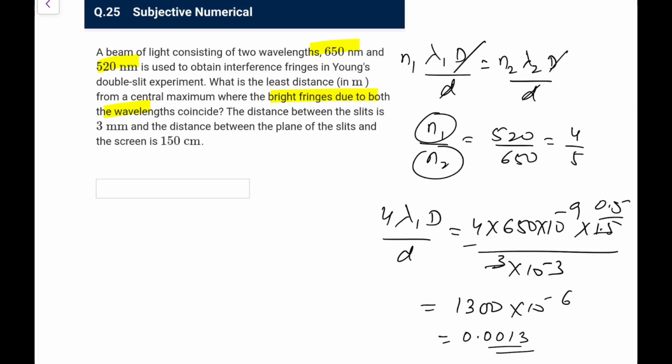Let me check if I've done something wrong, or let me try it again. 650 nano, 10 to the power minus 9, this is 10 to the power minus 3, so yes, 10 to the power minus 6, 1300, yes, it is 0.0013 meters I can write, and if it would be in millimeters then it would be 1.3. So as per here, answer should be 0.0013. If you write in millimeter it would be 1.3.